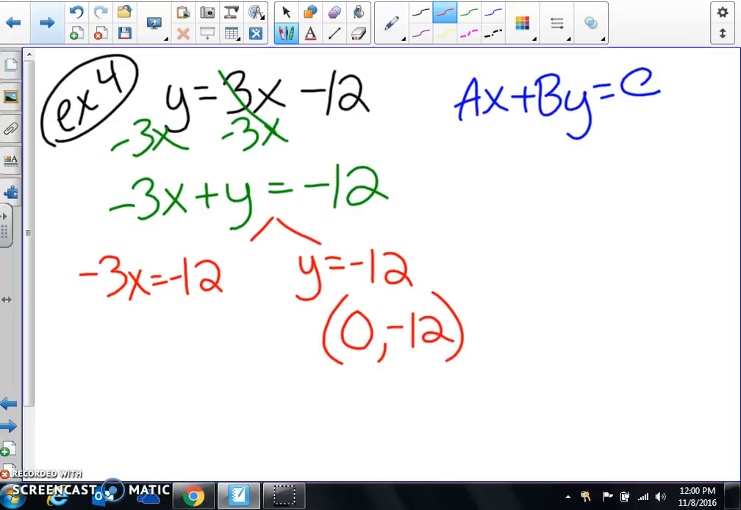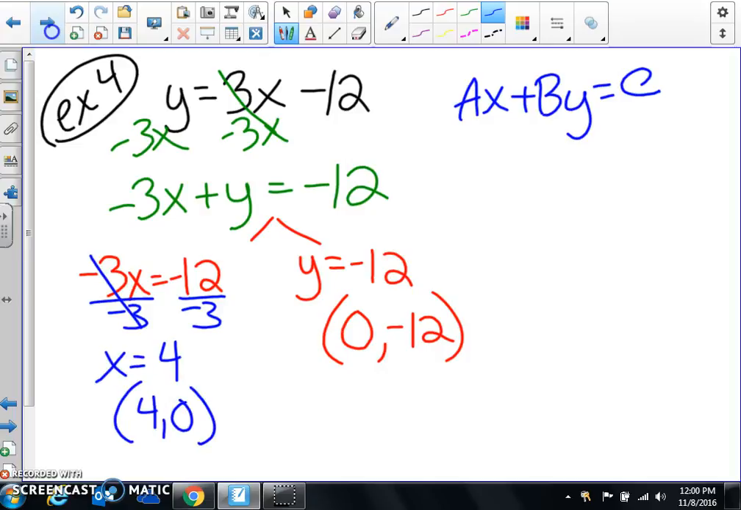There's my y-intercept. Over here, I need to divide both sides by negative 3. A negative and a negative is a positive. 12 divided by 3 is 4. So that would be 4, 0. Okay? So then if I were to go ahead and graph this one, I would say my x is at positive 4, which is about there. And my y is at negative 12, which is down here.